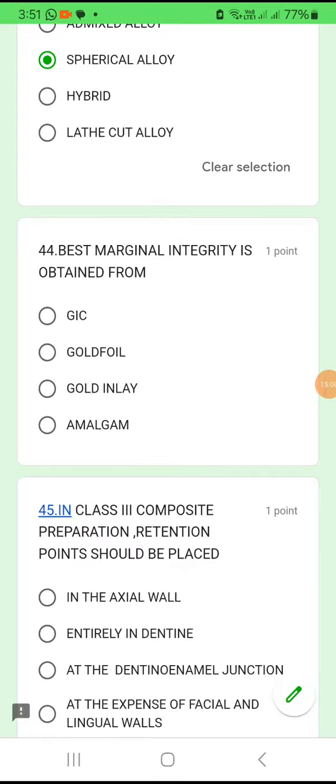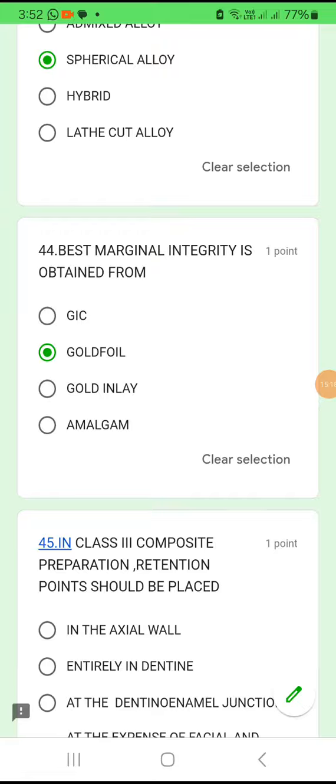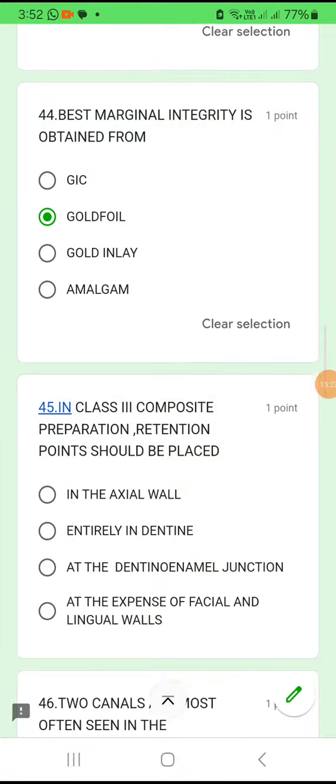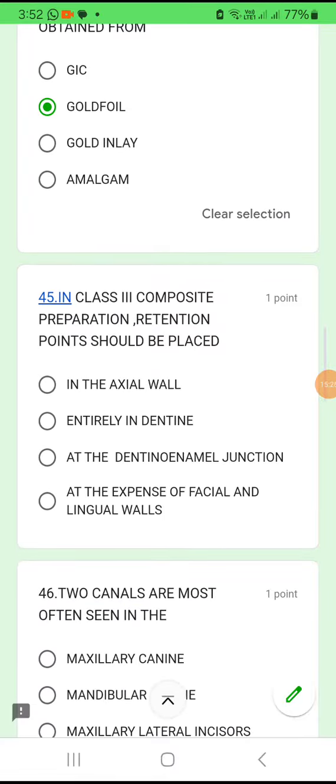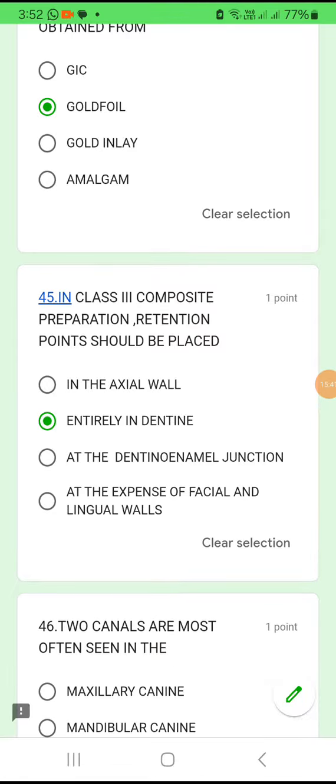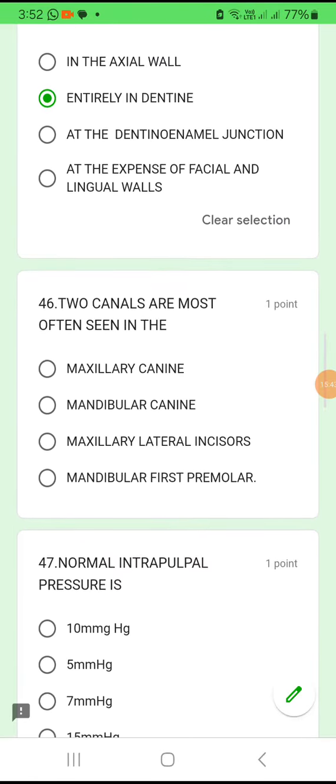Question number 44, best marginal integrity is obtained from GIC or gold foil or gold amalgam. So the best marginal integrity is obtained from gold foil. Okay, when you use a foil, the margins are most secure. So gold foil. Question number 45. In class 3 composite preparation, retention points should be placed entirely in which area? In the axial wall or in the dentine or at the DEJ or at the expense of the facial and lingual walls. When you prepare a class 3 composite preparation, retention is always given in the dentine. Okay, so entirely in the dentine. Option B is the answer.